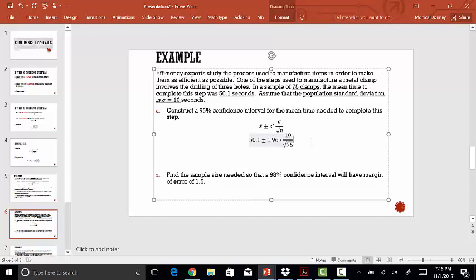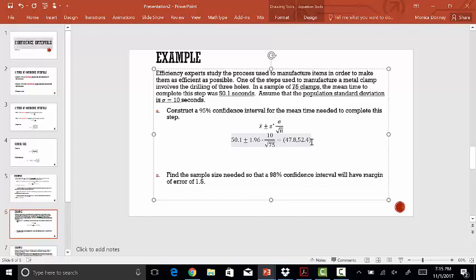Alright, if we plug all this into our calculator, doing the minus for the lower bound and the plus for the upper bound, we get 47.8 to 52.4 for our confidence interval. In other words, we are 95% confident that the mean time needed to complete the step for drilling the holes is between 47.8 seconds and 52.4 seconds.